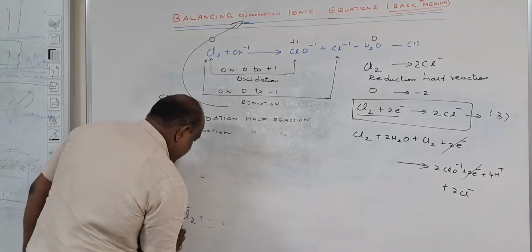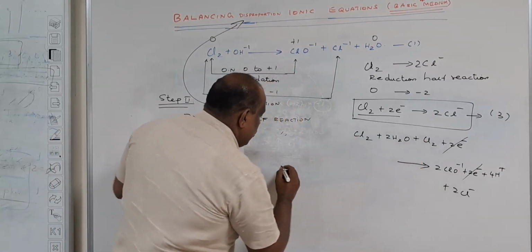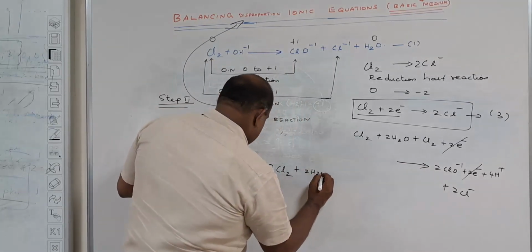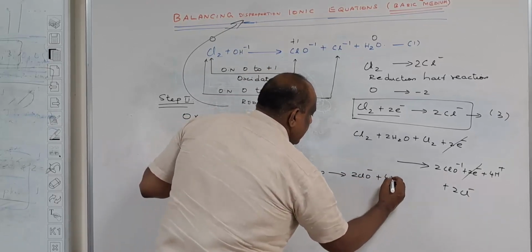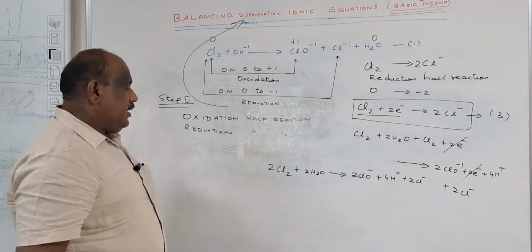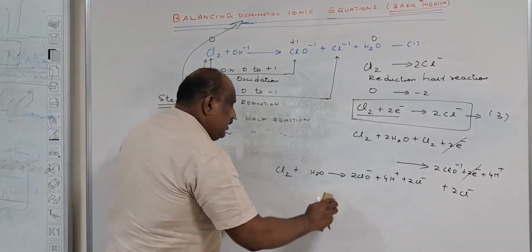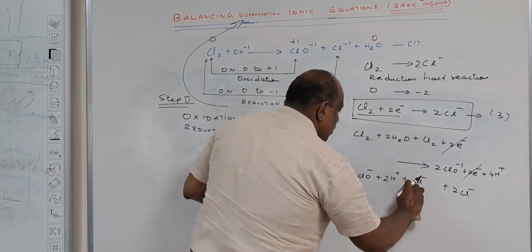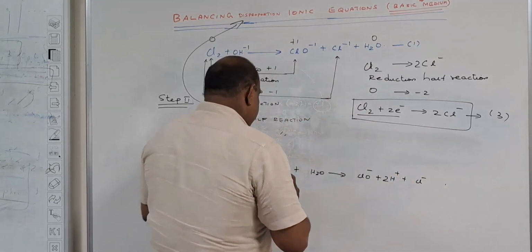Okay, so 1 Cl2 plus 1 Cl2 will give rise to 2 Cl2 plus 2 H2O gives rise to 2 ClO- plus 4 H+ plus 2 Cl-. So this entire equation is divisible by 2. So it becomes 1, it will also become 1, this 4 will become 2, and this will also become 1. Okay, so this is the final form of this equation.